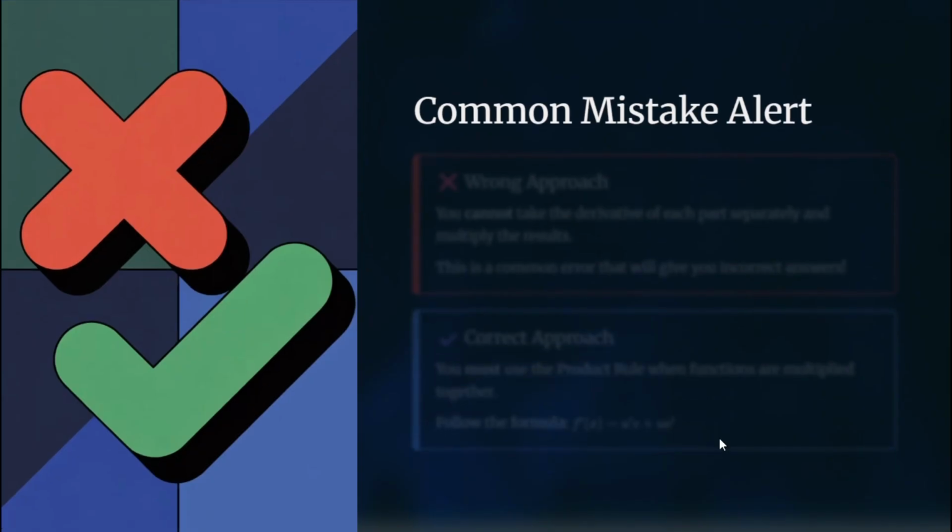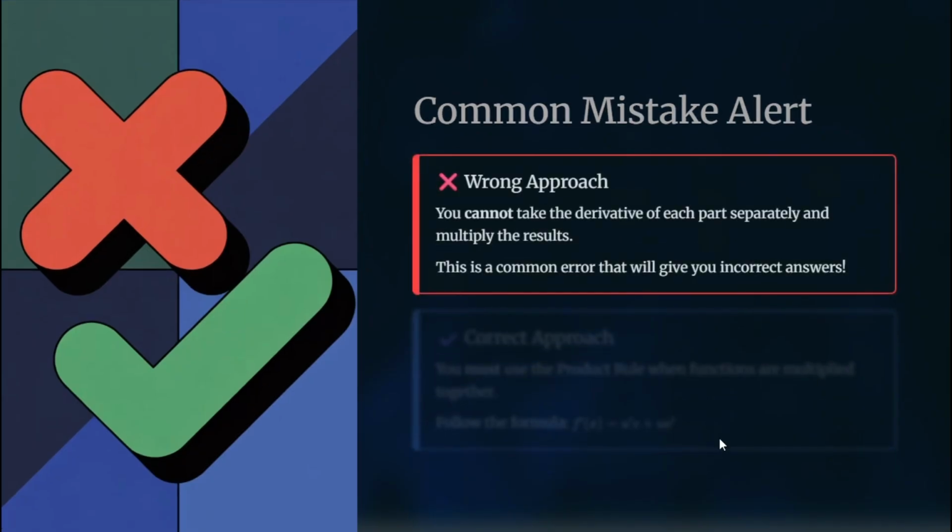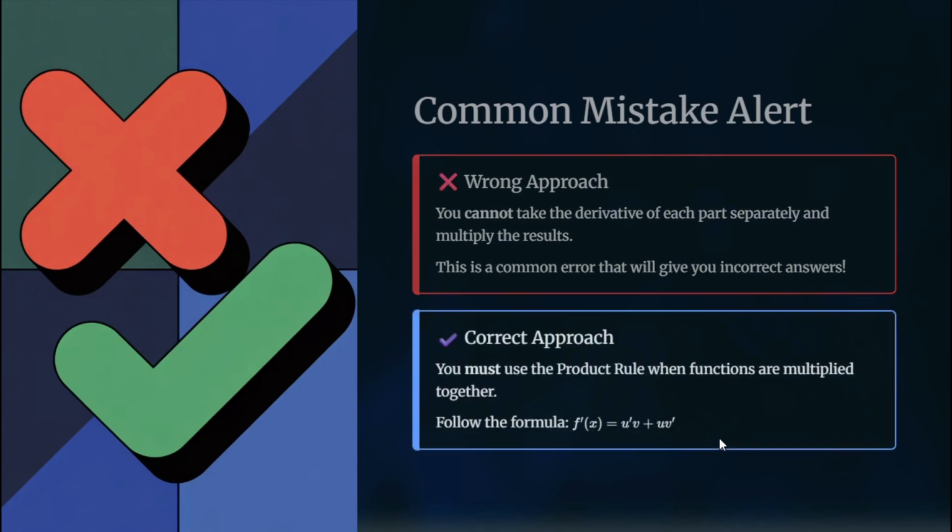Here's a common mistake that students always make. You cannot take the derivative of each part separately and multiply the results. You must use the product rule when functions are multiplied together. And once again, the derivative will be equal to the derivative of the first term times the second term plus the first term times the derivative of the second term.